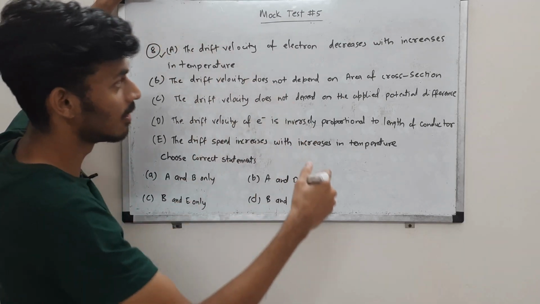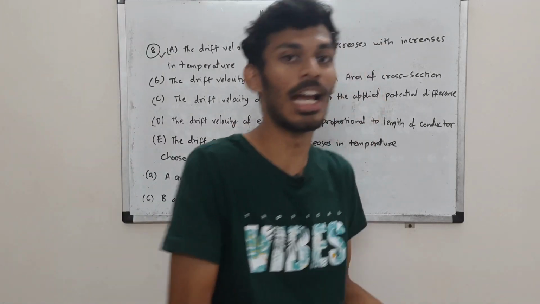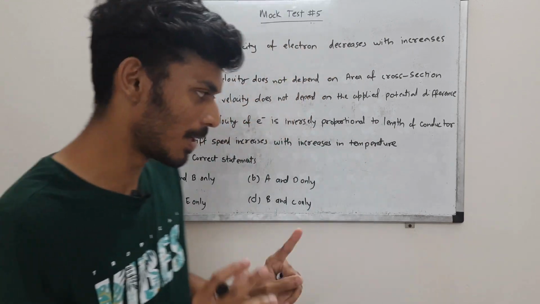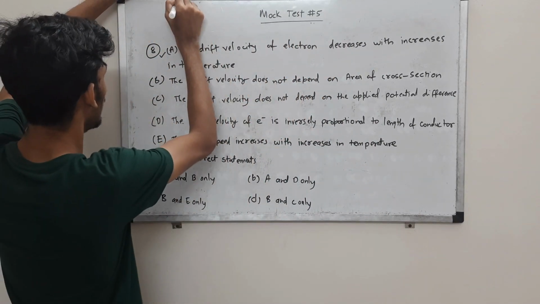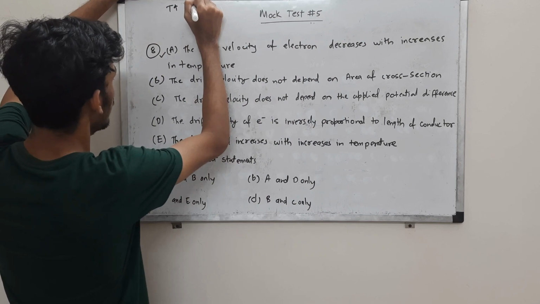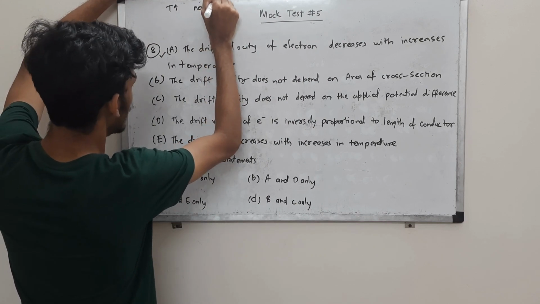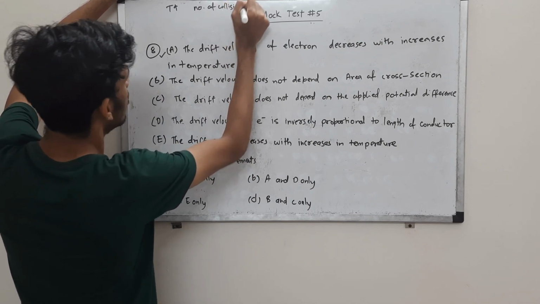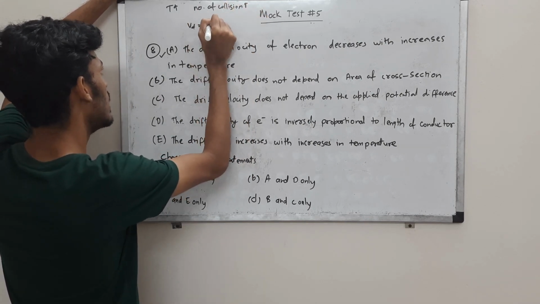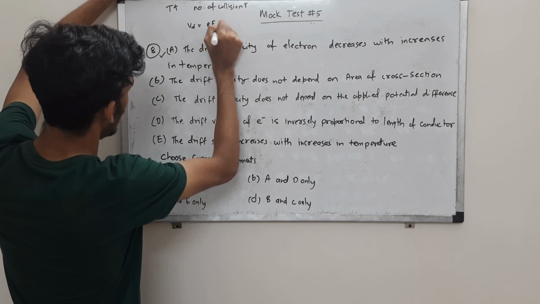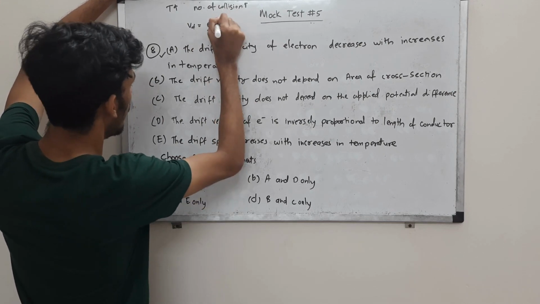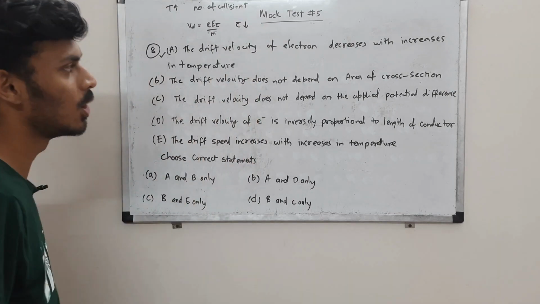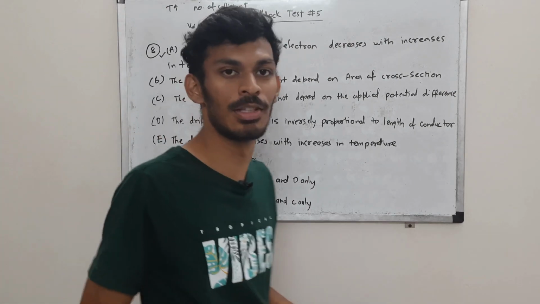You might guess that when you increase the temperature, the kinetic energy will increase and the electron's speed will increase, but that is not the case. When you increase the temperature, the number of collisions will increase. Once the collisions increase, the relaxation time decreases, right? Vd is E tau by m, so this tau will decrease. There will be more collisions and the drift speed will decrease.